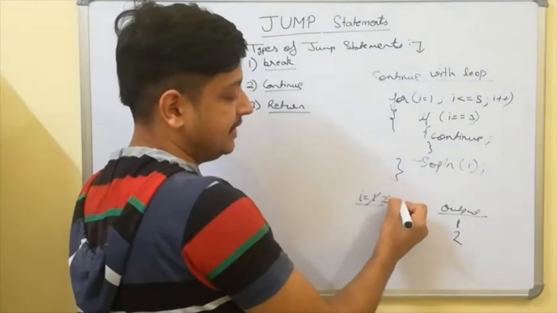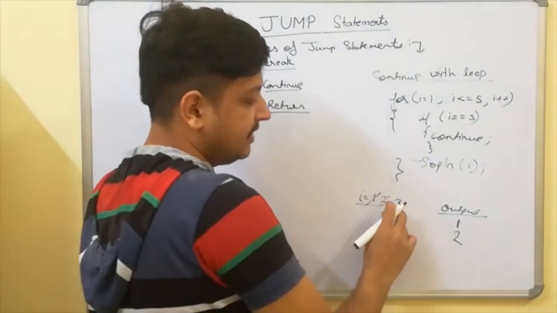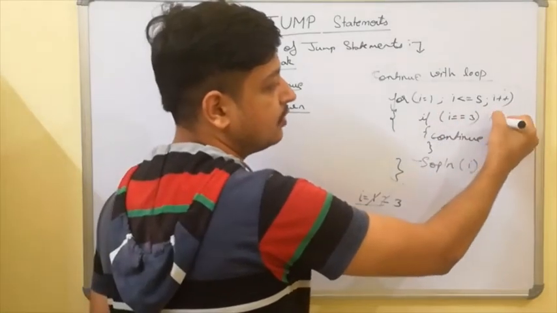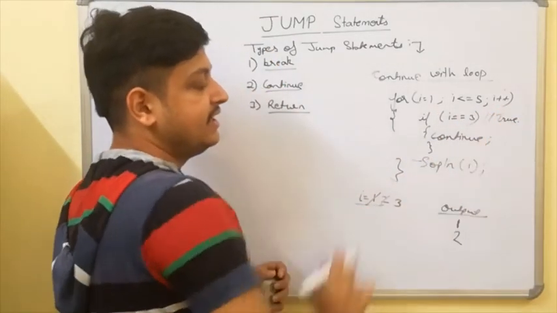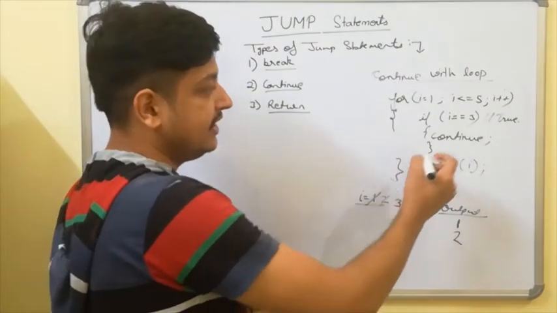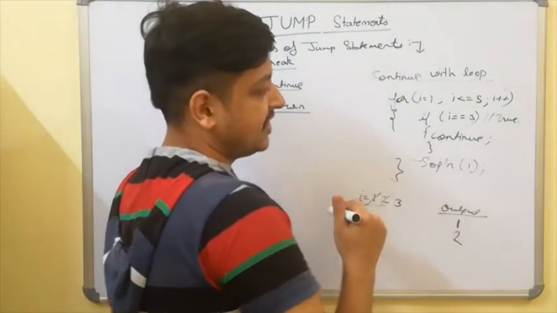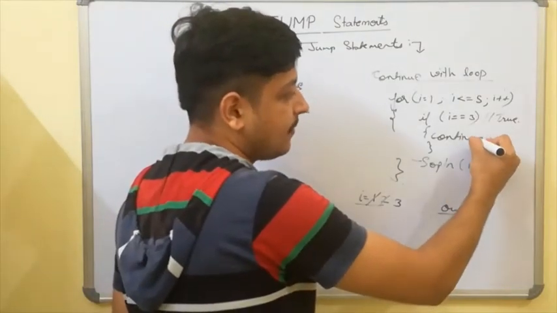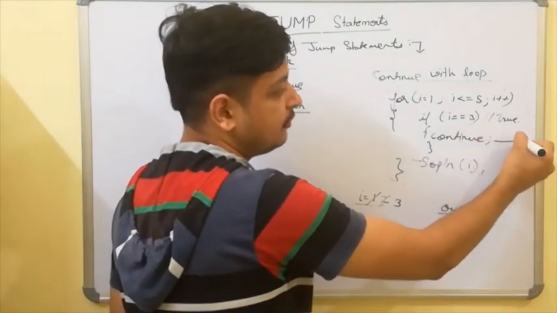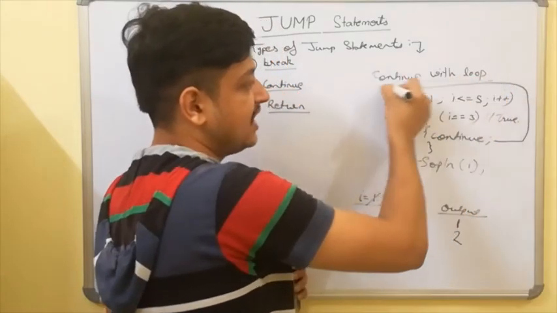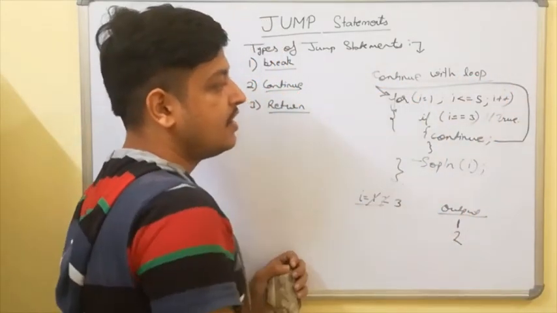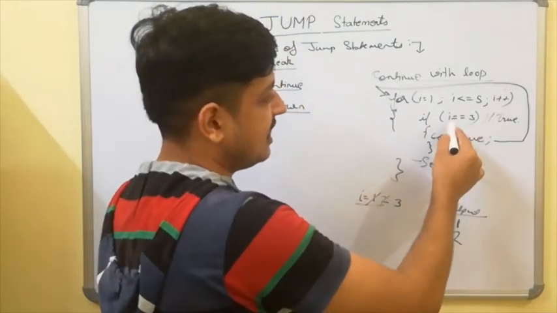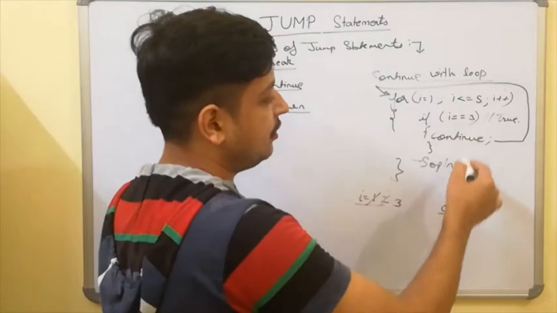Then it becomes 3. On becoming 3, it will check if I is equal to 3, which becomes true. So it will come inside the if block. So in the if block, it has found that there is a continue statement. So what will the continue statement do? The continue statement will move the control of the program from here towards the start of the loop without executing the further statements. It means after updating the value to 3, it will not print 3.